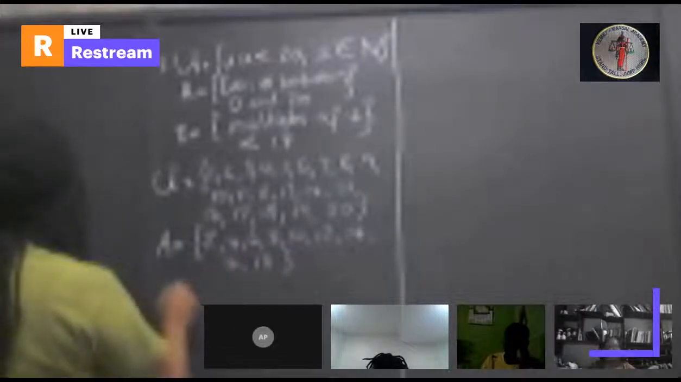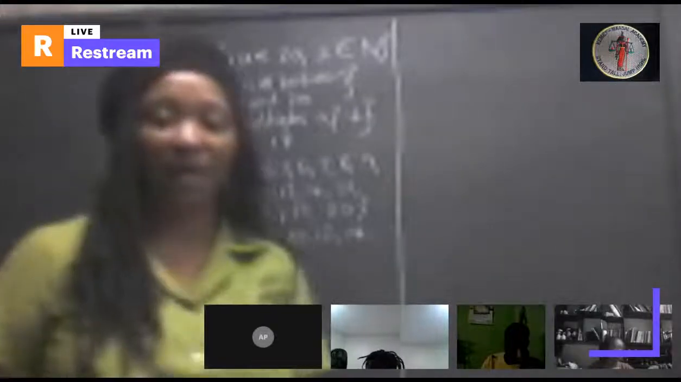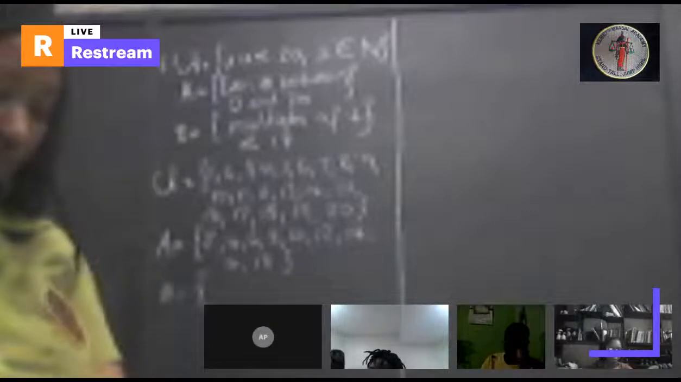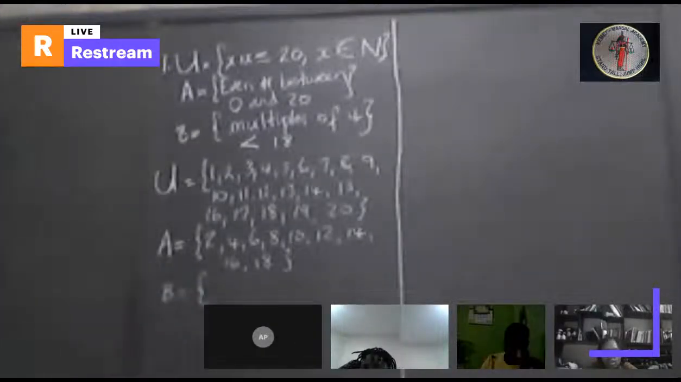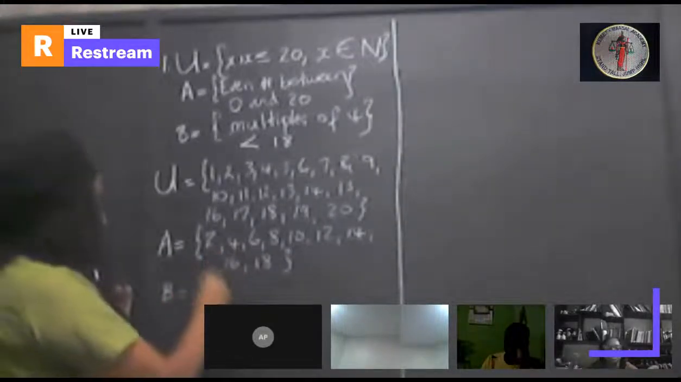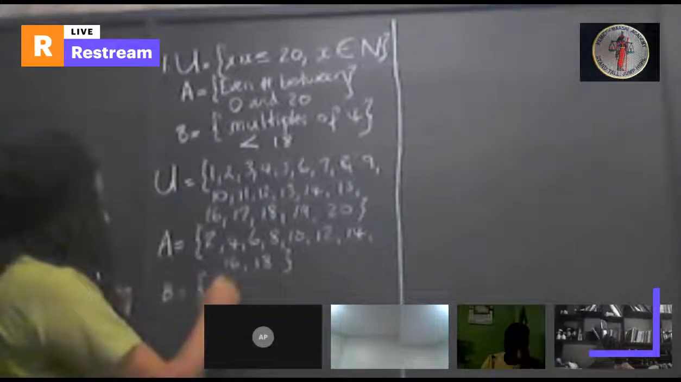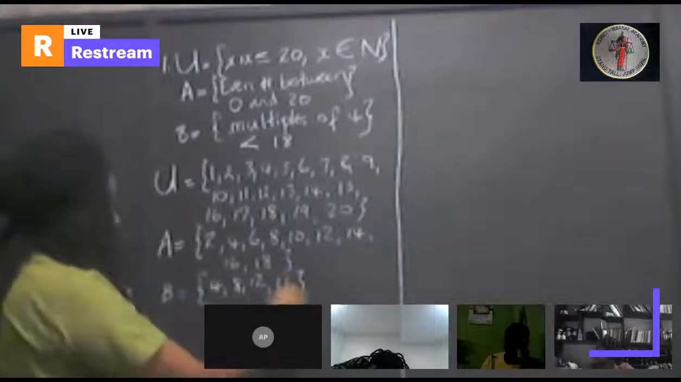Yes, miss. All right. And set B, multiples of 4 that are less than 18. 4 is a multiple of 4. 4, 8, 12, and 16. 4, 8, 12, and 16. Okay.